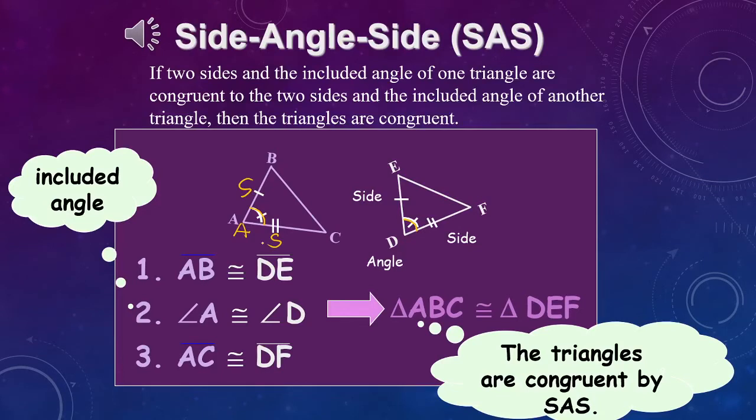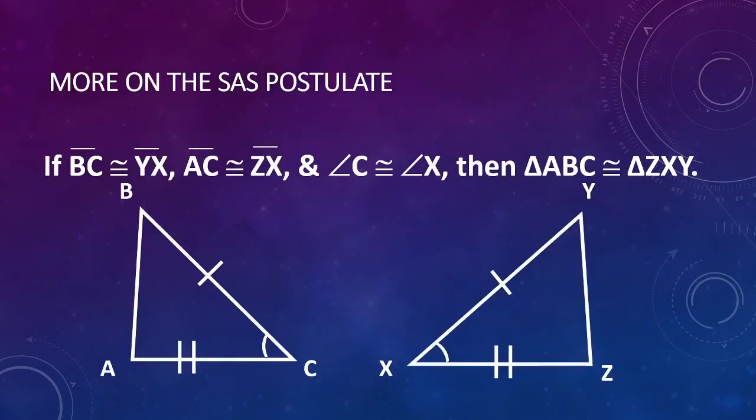Let's have another example for SAS. You have noticed here, take note, the angle is between the two congruent sides. This is S, A, S. Same thing with the other one, S, A, S. Is the SAS postulate clear?